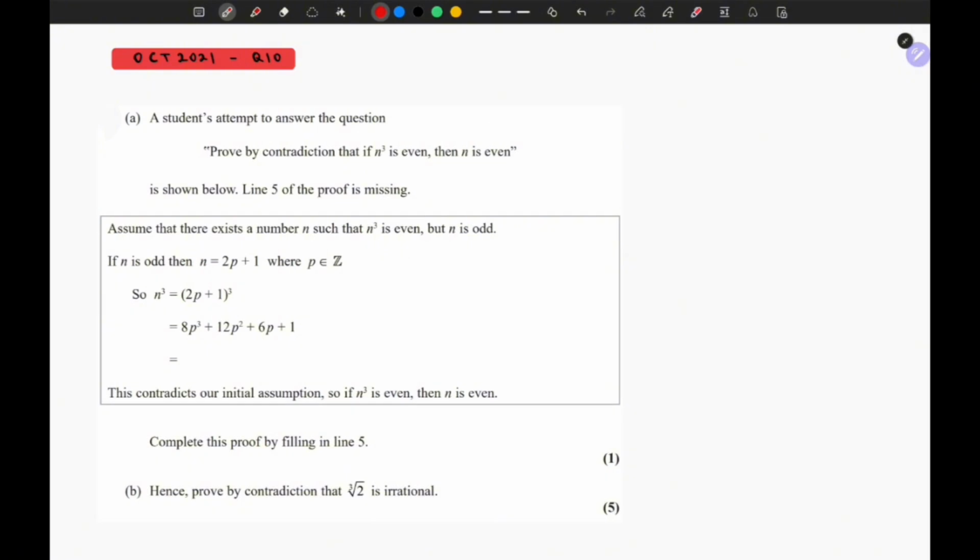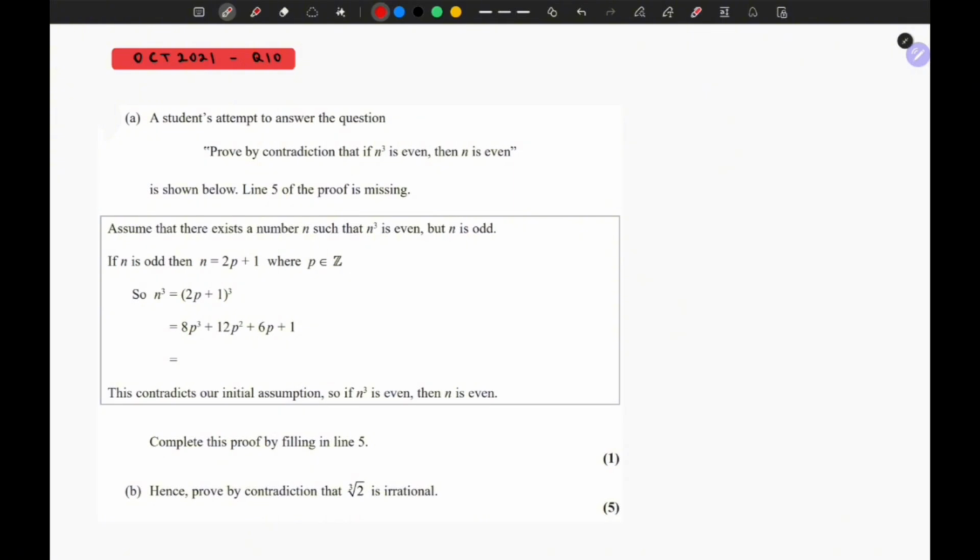Now moving on to the next question. This is a question from October 2021, question 10. So in the first part, a student's attempt to answer the question proved by contradiction that if n cubed is even, then n is also even. So the assumption will be that n is odd, but n cubed is even. So that's the assumption.